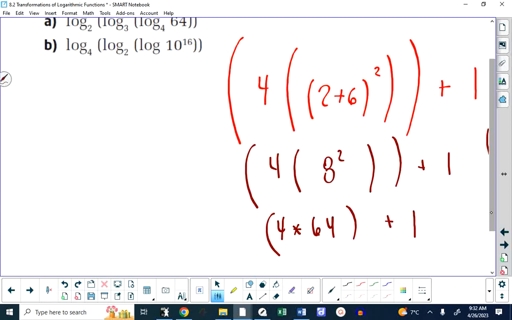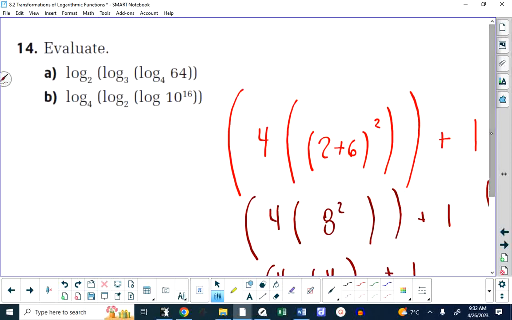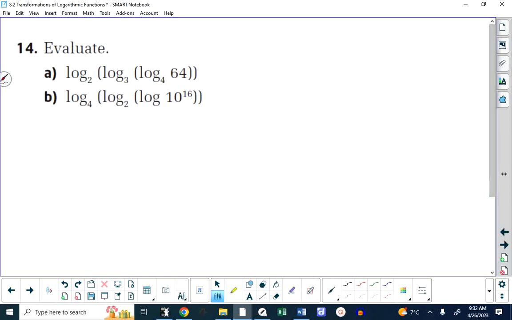And then you can go 4 times 64, which is 256. Then you can add 1, it's 257. The lesson is you start in the inner brackets. So it doesn't matter which one I take. I'm going to pick on A.